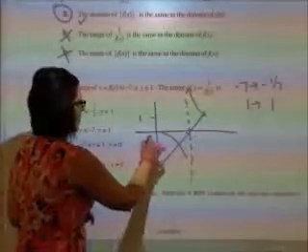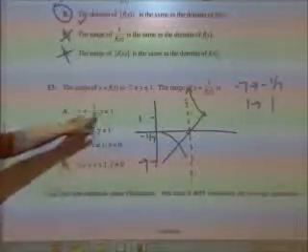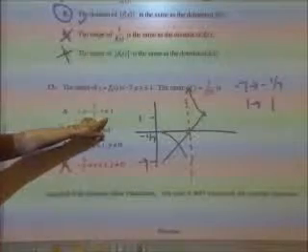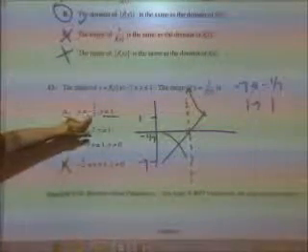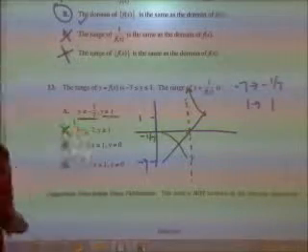And that would be at my -1/7. So what I get is that y has to be greater than 1. That's true. And y has to be less than -1/7.